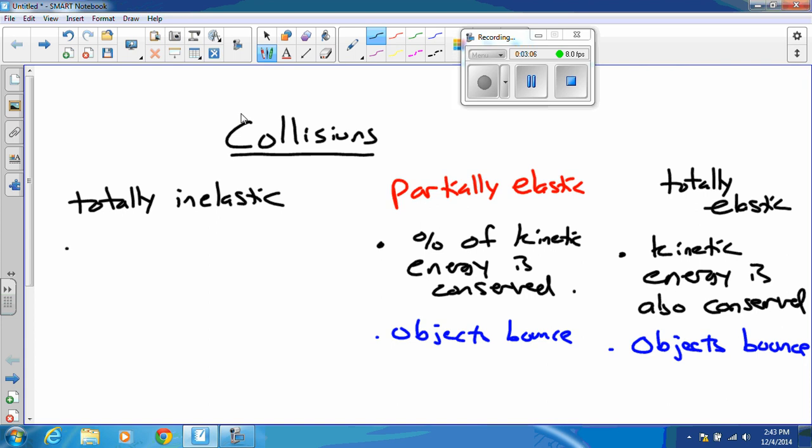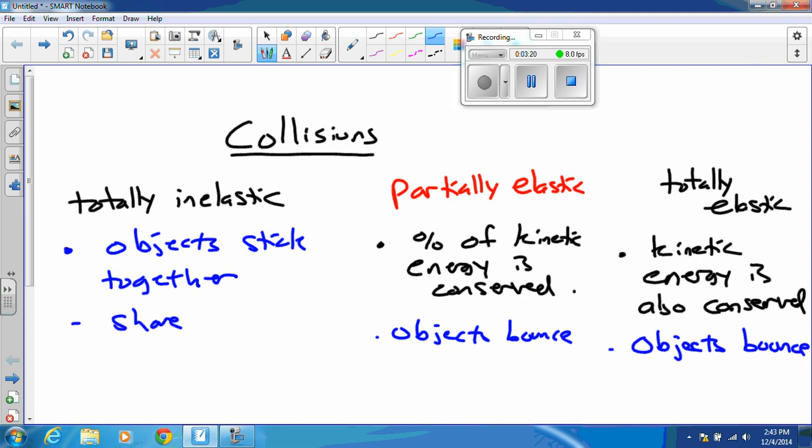Totally inelastic collisions are characterized by the objects sticking together. And because they stick together, they share a common final velocity. And so a good example of this would be a tackle, right? You have one football player coming this way, then another football player coming this way. One tackles the other, and now they can be considered as one object of combined mass.